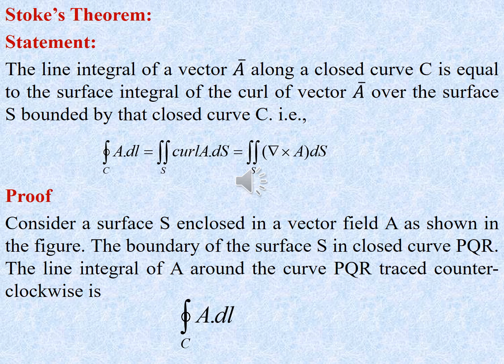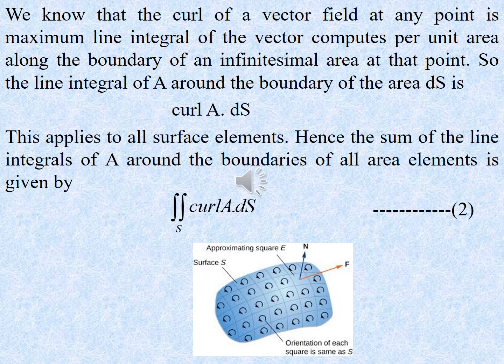Next one, proof. Consider a surface S enclosed in a vector A. The boundary of the surface S is a closed curve PQR. Then the line integral of A around the curve PQR traced in clockwise direction is closed integral A dot dl. We know that the curl of a vector field at any point is the maximum line integral of the vector per unit area along the boundary of a very small area at that point. So the line integral of A around the boundary of the area ds is given by curl A dot ds.